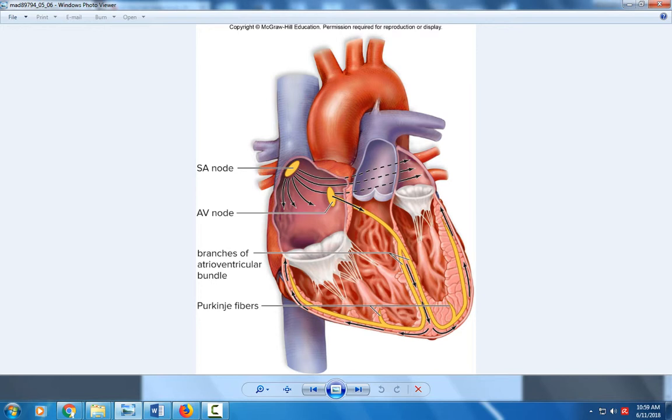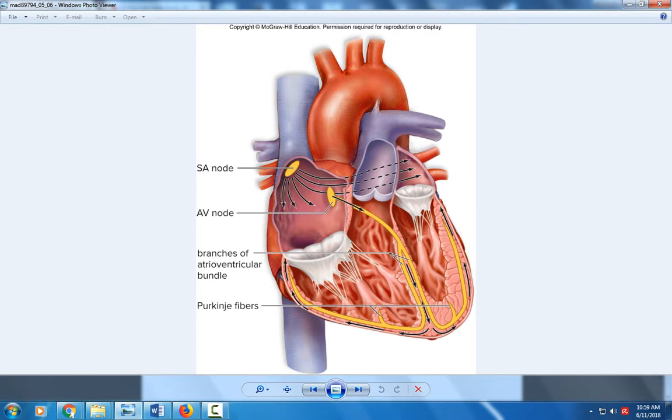If we look at it, the atria contract first with the help of the SA node, then the impulse travels to the AV node, and then down the middle and up the Purkinje fibers, and when the Purkinje fibers receive the impulse, the ventricles contract. So the atria both contract together and the ventricles both contract together. It's the top portion contracting, then the bottom portion contracting. The left and right sides contract together, and it has to follow this pathway.